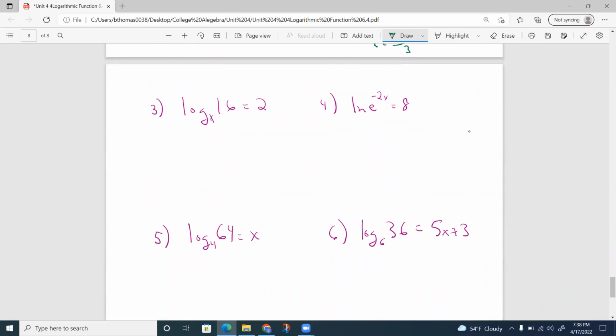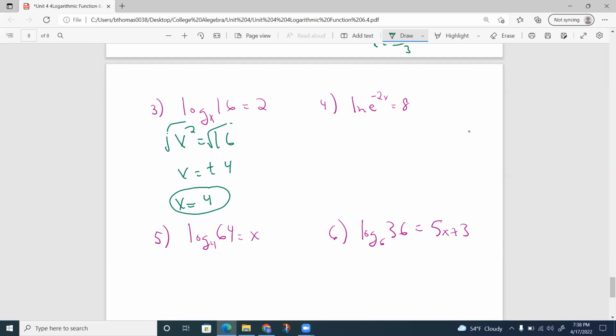So if I have log of 16 base x equals 2, this would be x squared equals 16. So if we solve this for x, we'd have to take the square root of both sides. That's the shortcut. x equals plus or minus 4. But remember, the base cannot be negative, so the answer ends up being just x equals 4 based on the restriction there.